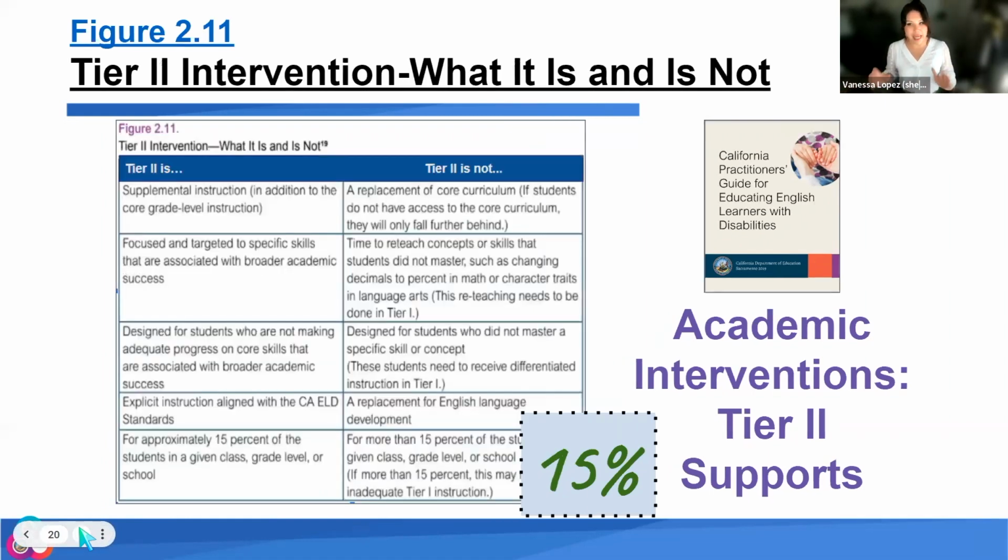So now that same structure is consistent as we look at tier 2. Here we're looking at academic interventions, tier 2 supports specifically. So 15% of our student population here is going to be receiving tier 2 support to be able to make progress within the general education environment. So here, this is supplemental instruction, not supplanting, but it's supplementing, in addition to core grade level instruction.